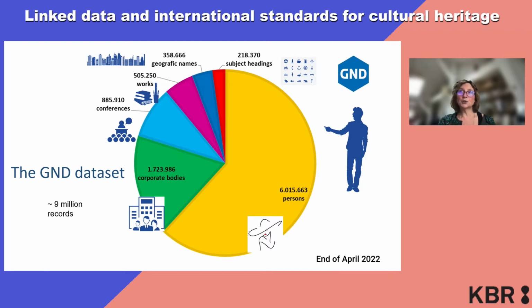And the largest shares go to persons. Then there are corporate bodies. In that category, you will find enterprises, universities, editing houses, or ministries, and so forth. And due to the prime use of the GND as a tool for library cataloging, conferences as reference for many publications stand for almost 10% of the data.